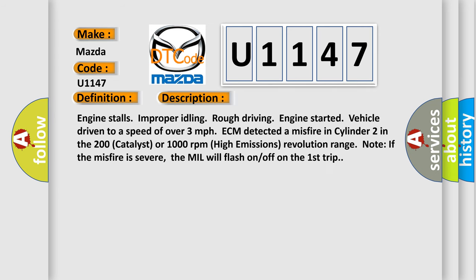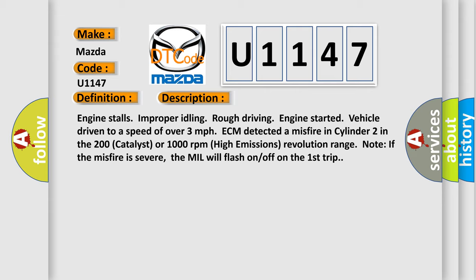Engine stalls, improper idling, rough running. Driving: engine started and vehicle driven to a speed of over 3 mph, the ECM detected a misfire in cylinder 2 in the 200 catalyst or 1000 revolutions per minute, high emissions revolution range. Note: if the misfire is severe, the MIL will flash on and off on the first trip.